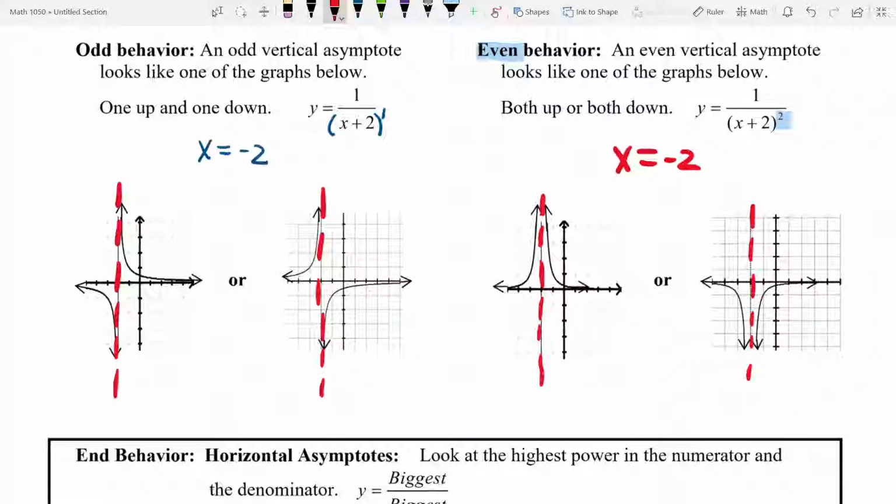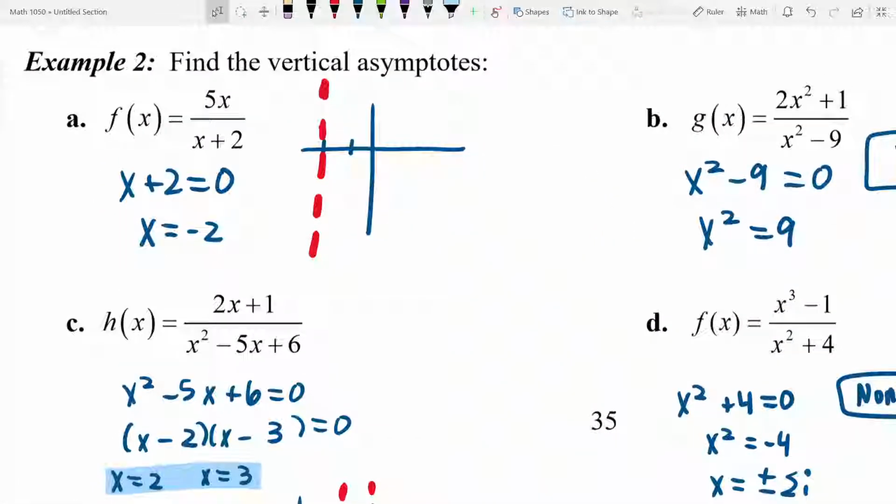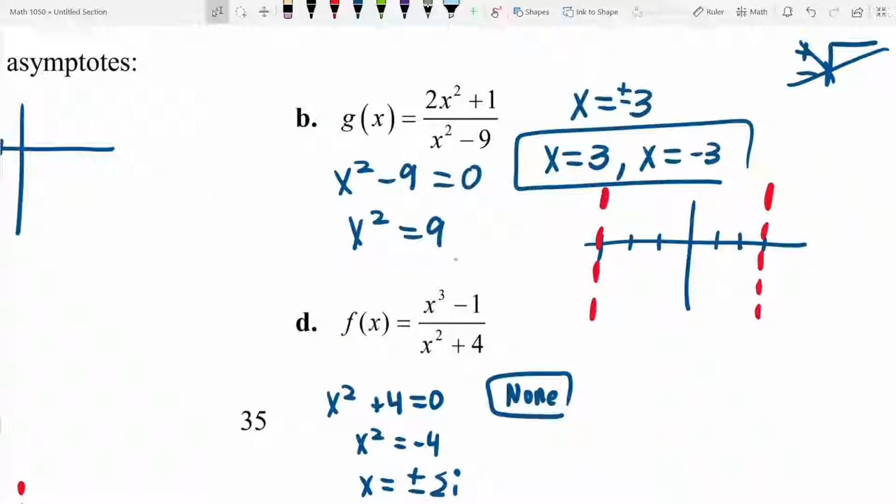Now, let's go back to the last problems, and we're going to decide if those asymptotes are even or odd. Okay, look. Question A. How many x plus 2's do I have on the bottom? 1. 1 is odd. So that's going to be an odd asymptote. Right now I can't tell if the right goes up and the left down or vice versa, but I do know they're going to go different. Okay? Look at this one. How many times did I have a solution of 3 from the bottom? 1 time. This one's kind of awkward.